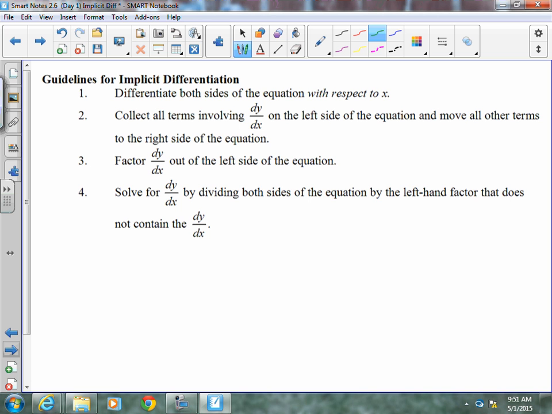When we derive implicitly, we differentiate both sides with respect to x. What that means is x's derivative is 1, but every other variable has a derivative. So when we derive a y, it derives to a 1, but then you have to multiply by the derivative of y, which is dy/dx. Step 2, collect all terms involving dy/dx on the left side and move all others to the right side. Thirdly, factor dy/dx out of the left side. Fourth, solve for dy/dx by dividing both sides of the equation by the left-hand factor that does not contain the dy/dx. So, let's try it.